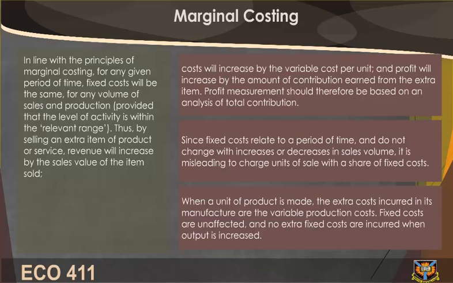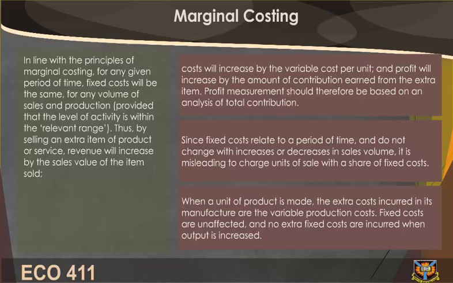In line with the principles of marginal costing, for any given period of time, fixed cost will be the same for any volume of sales and production provided that the level of activity is within the relevant range. Thus, by selling an extra item of product or service, revenue will increase by the sales value of the item sold. Costs will increase by the variable cost per unit, and profit will increase by the amount of contribution earned from the extra item. Profit measure should therefore be based on an analysis of total contribution.